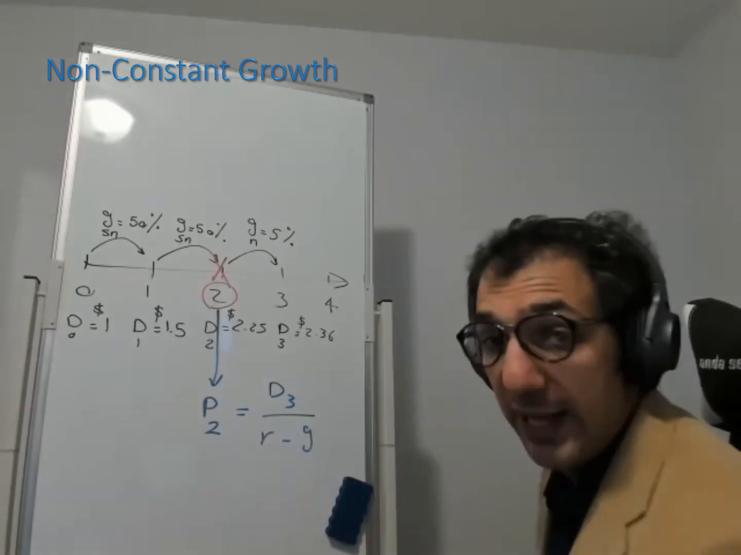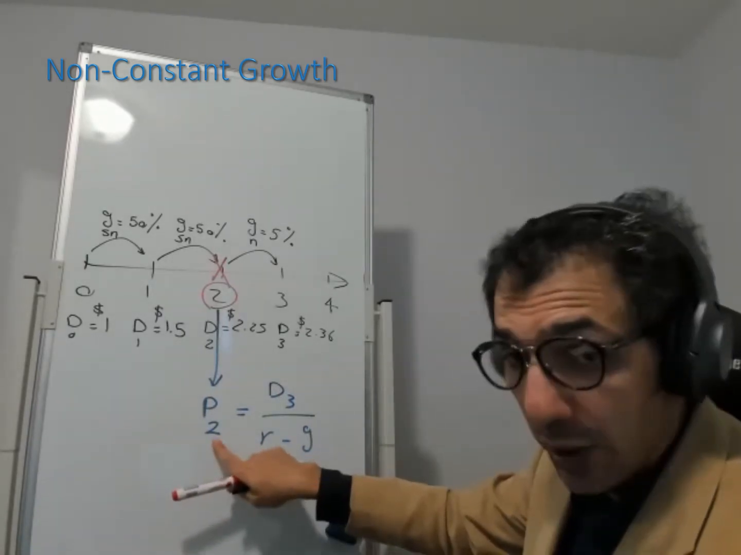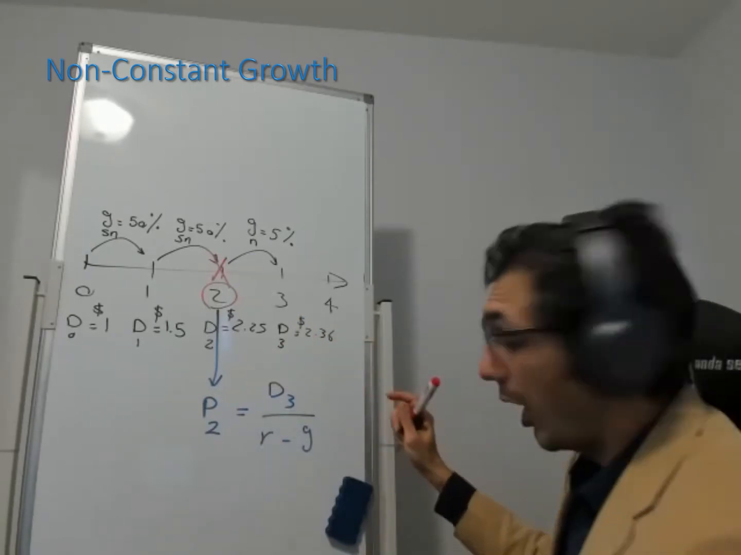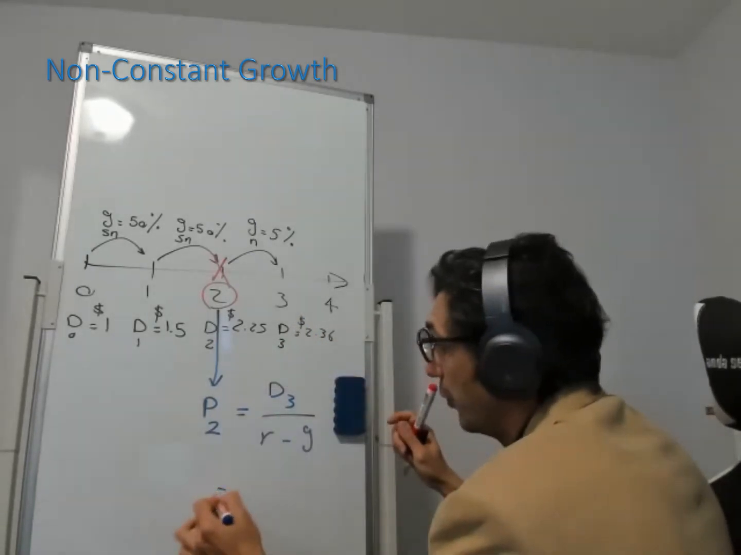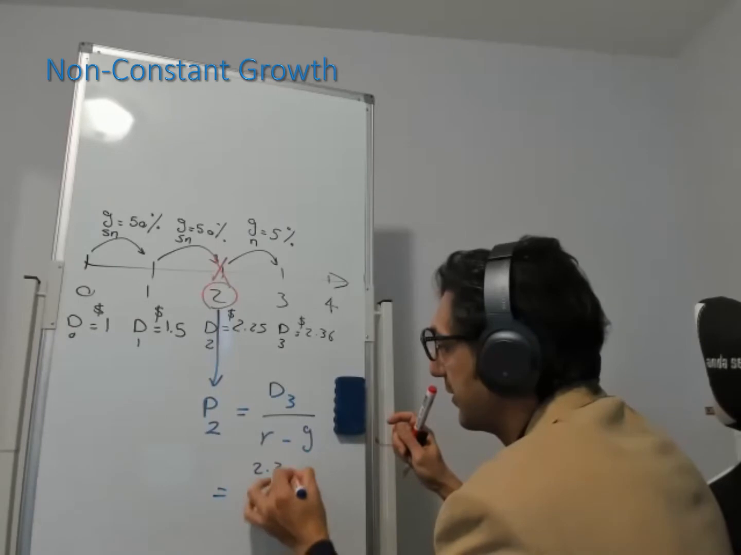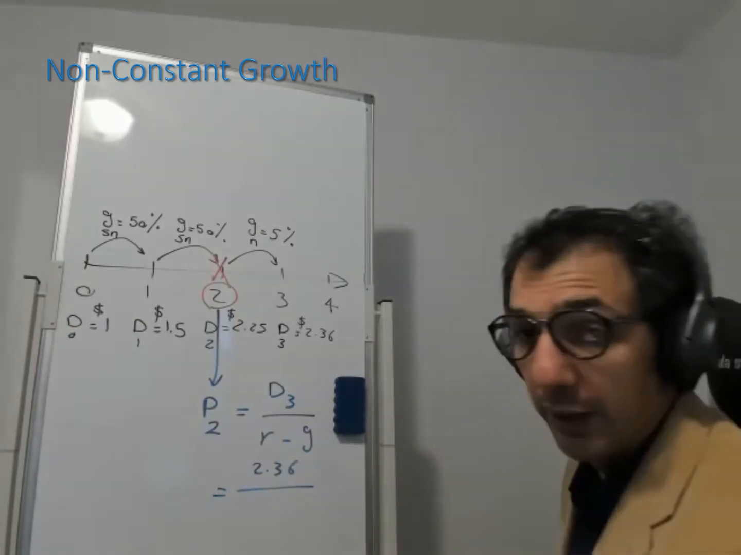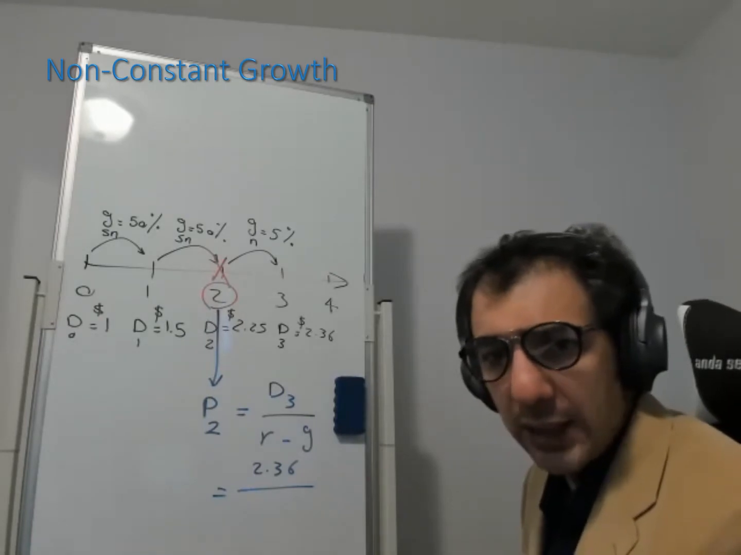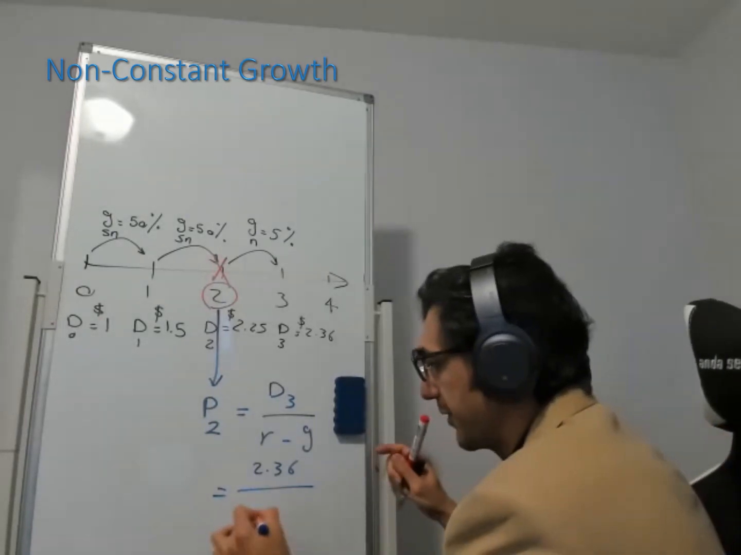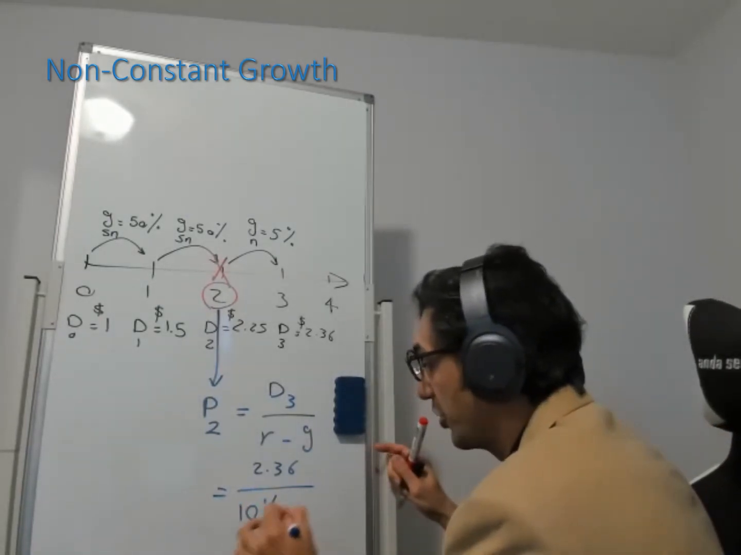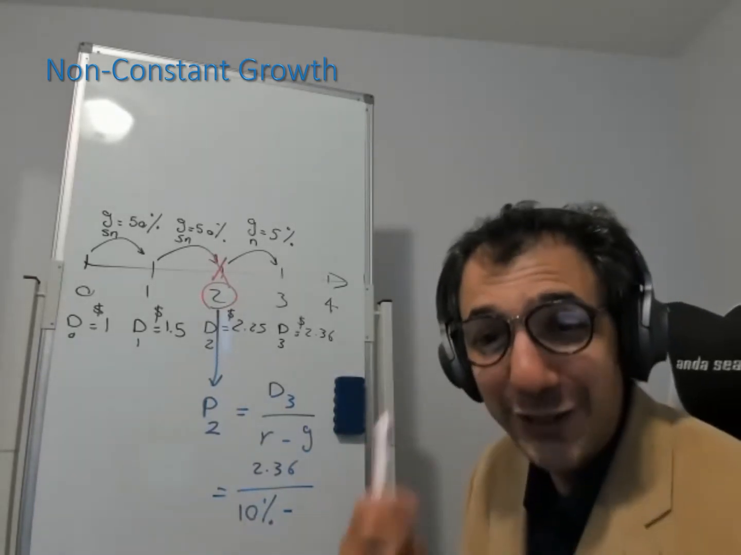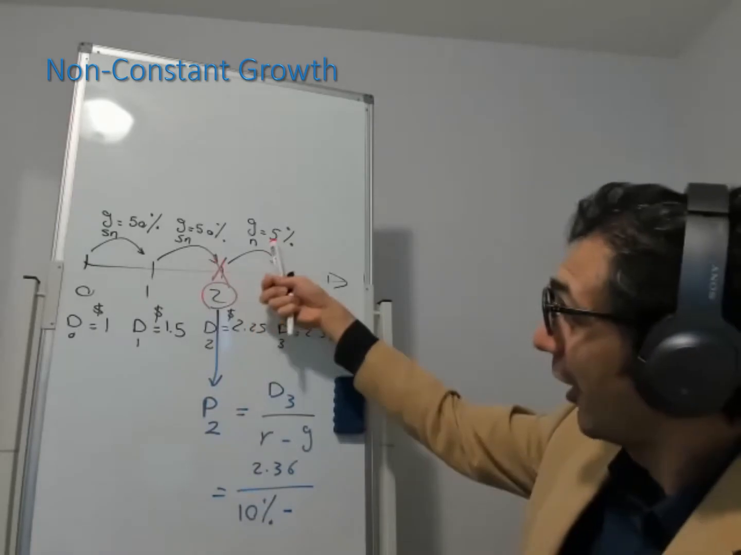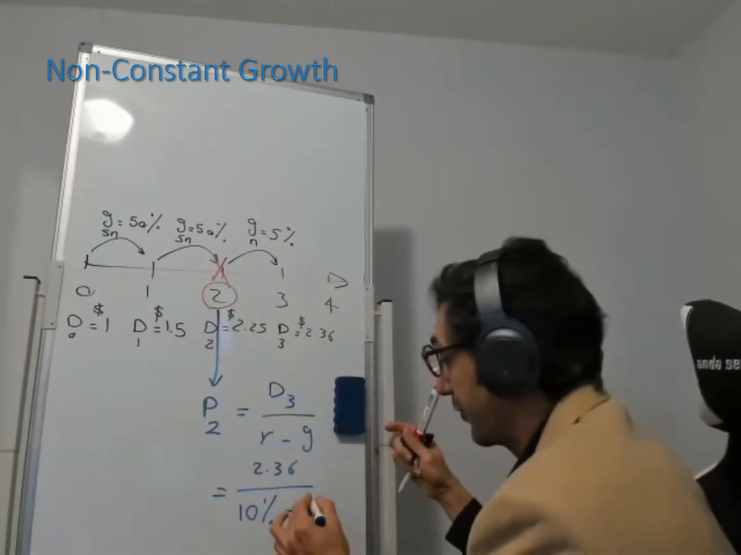That's the formula. Again, be careful. This is P2. I'm using the following year dividend, so D3. So what is my D3? I already calculated the D3, which was $2.36, divided by, so what is your R, or discount rate? Let's assume our appropriate discount rate is 10%. And minus G, and be careful, the G, that's the normal growth rate. That's the constant growth rate. And in our case, that's 5%.